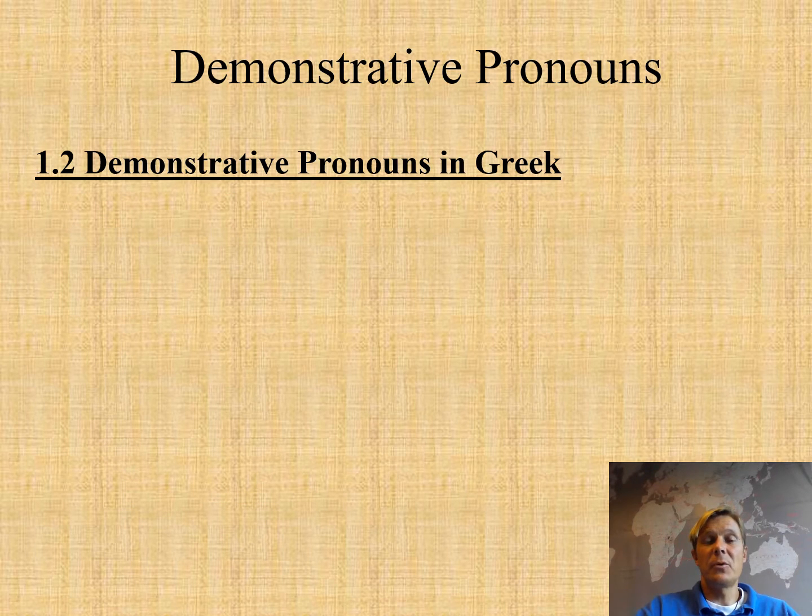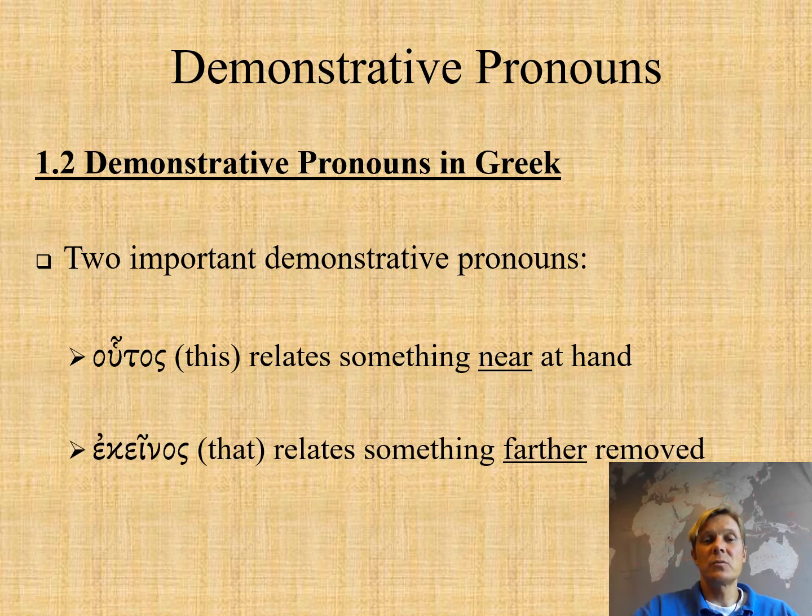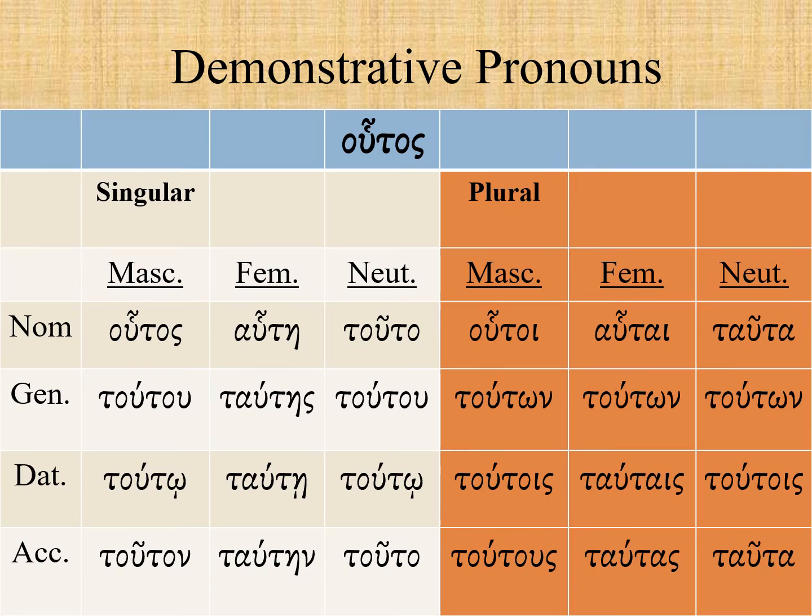In Greek, we have two important demonstrative pronouns. One reflects the near-at-hand pronoun, which in Greek is houtos, and ekeinos, which relates to something that is further removed. Both come in plural and singular and masculine, feminine, and neuter forms, and obviously in all the different cases. The first demonstrative pronoun is houtos, and you can see the singular form and, in this orangey color, the plural forms.